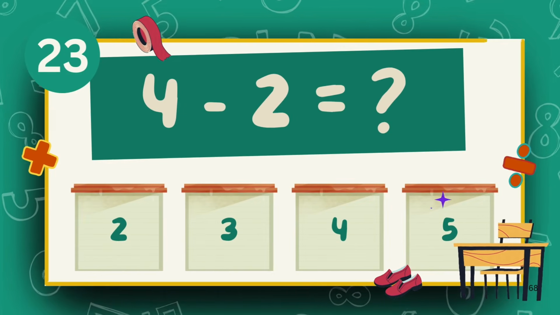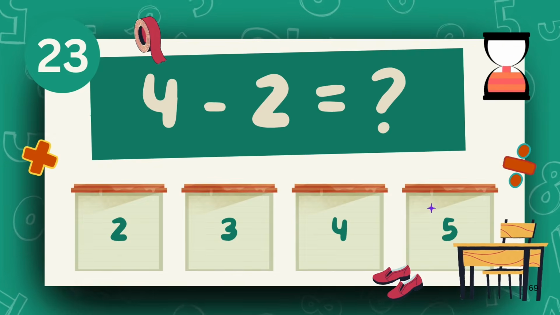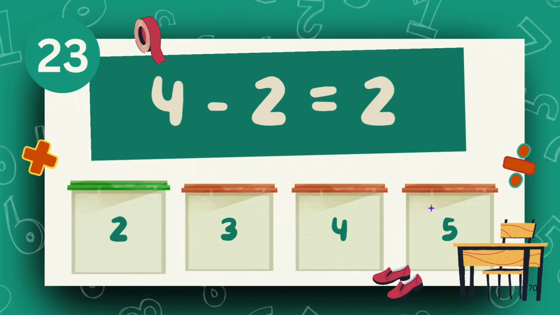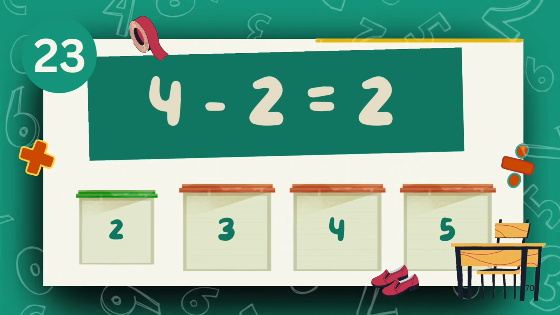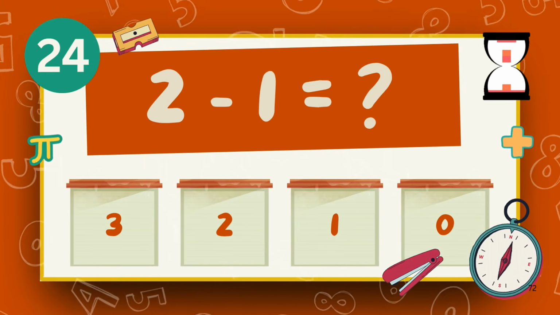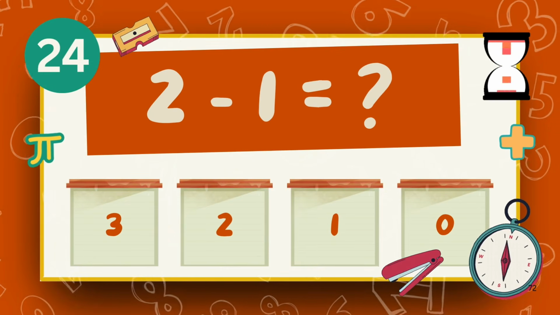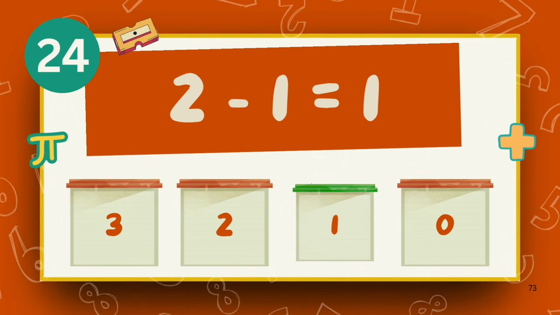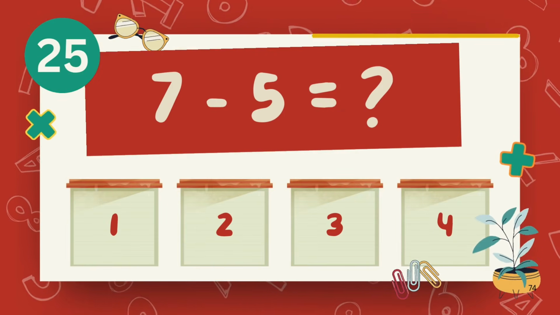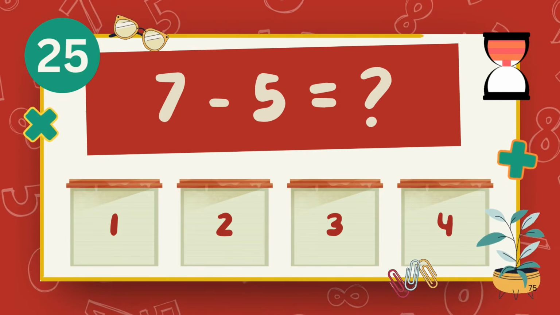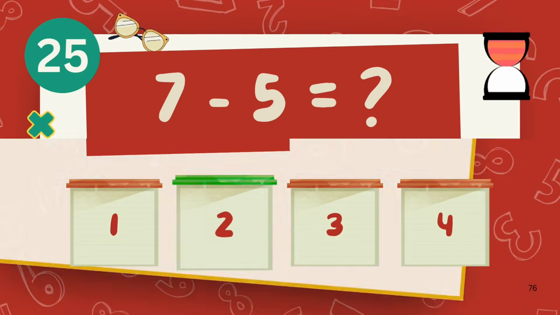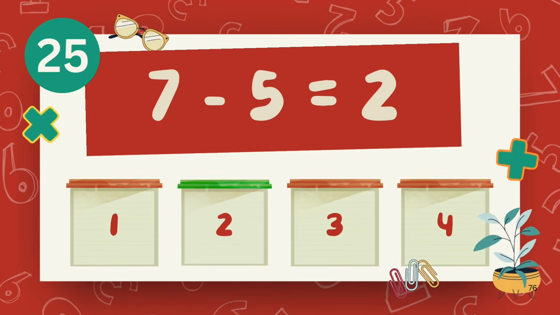What is 4 minus 2? The answer is 2. What is 2 minus 1? The answer is 1. What is 7 minus 5? The answer is 2.